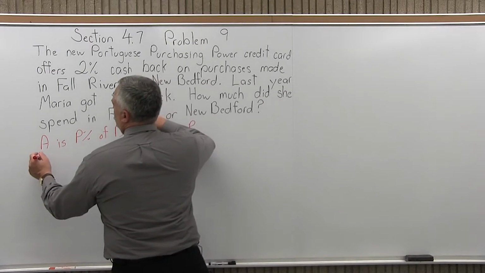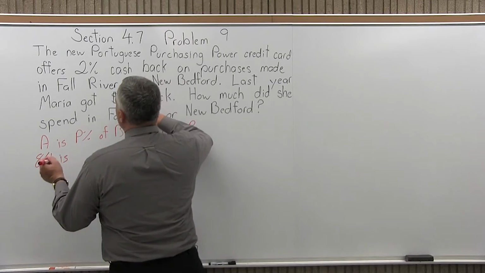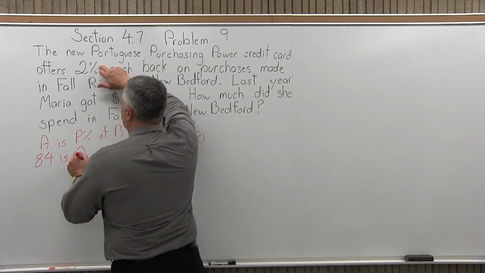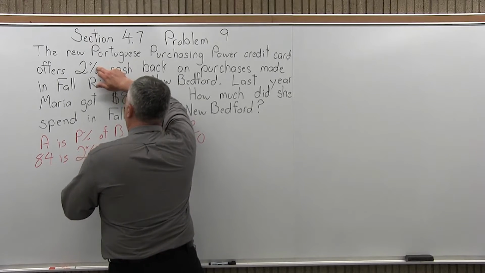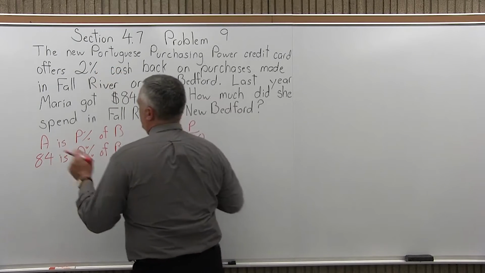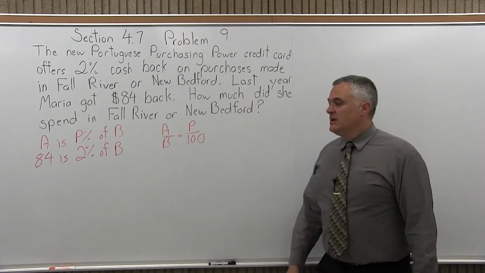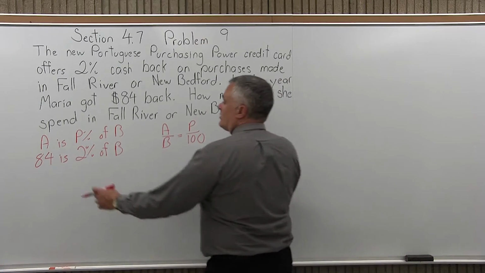So the 84 is the A, is P%, so P is 2%, of B. B is the unknown, so I just leave it as a B. Now, once you have it written like that, you can plug it into the formula.